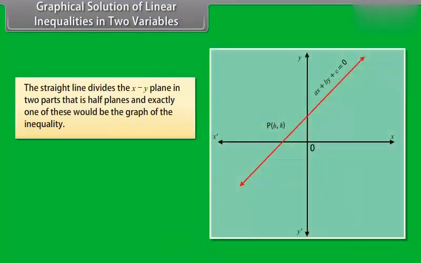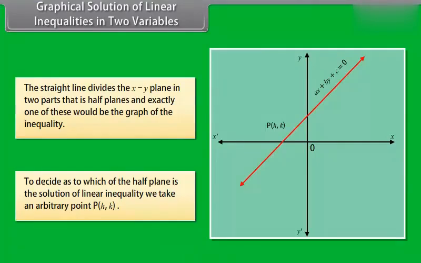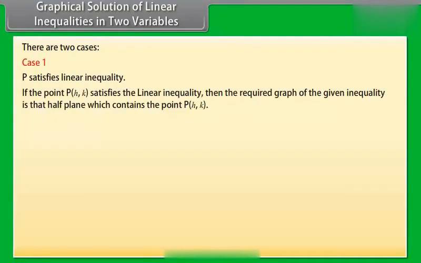The straight line divides the xy plane in two parts, that is, half planes, and exactly one of these would be the graph of the inequality. To decide which of the half planes is the solution of linear inequality, we take an arbitrary point P(h, k). There are two cases. Case 1. P satisfies linear inequality. If the point P(h, k) satisfies the linear inequality, then the required graph of the given inequality is that half plane which contains the point P(h, k).